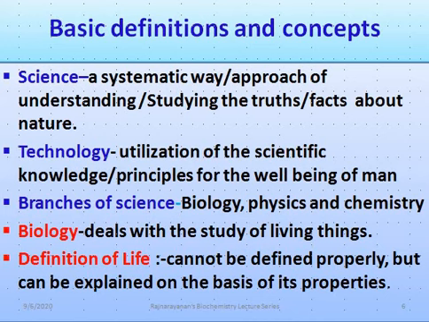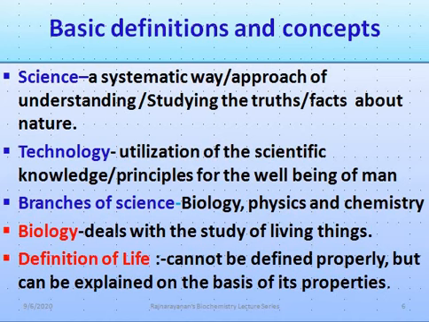Let's see what are the basic branches of sciences. The three important branches of science are biology, physics, and chemistry. Biology deals with the study of living things or living organisms, or we can say biology deals with the study of life. It is also known as life science.